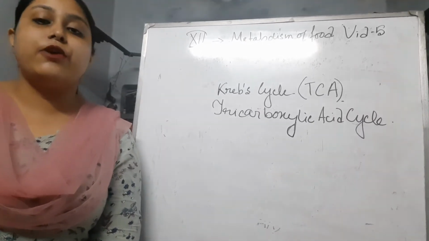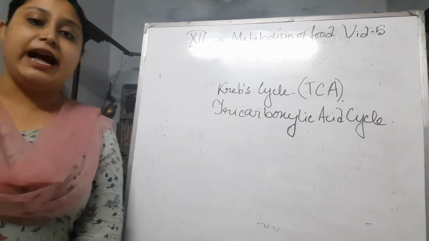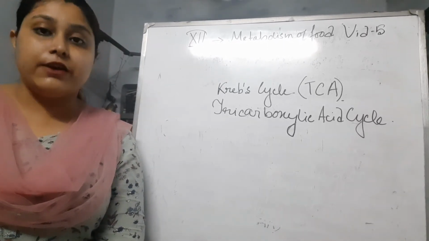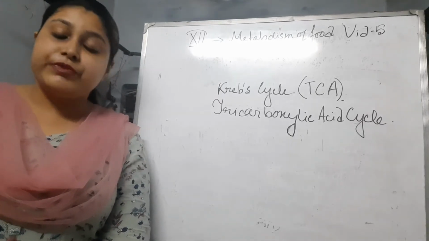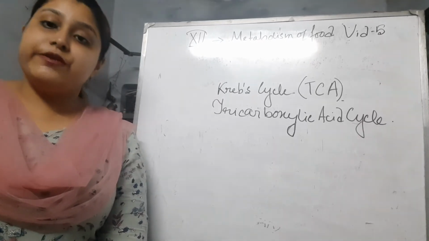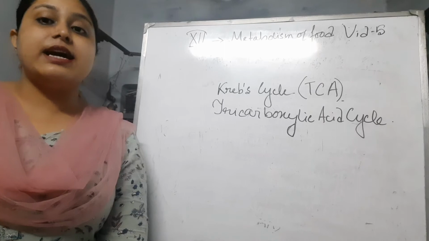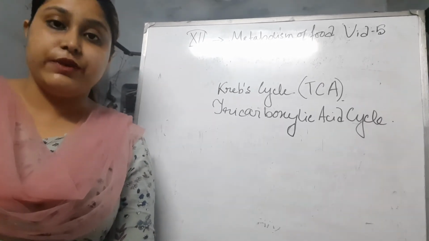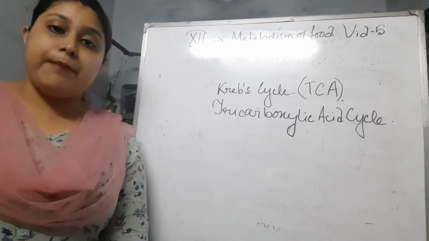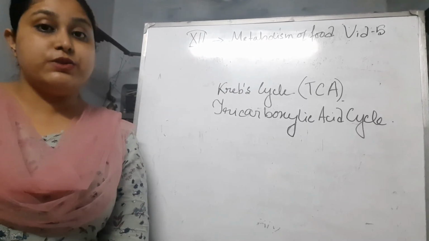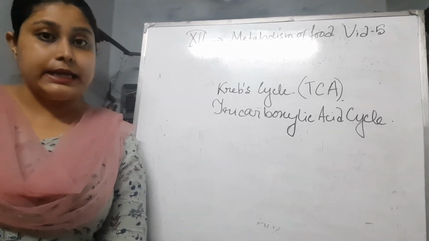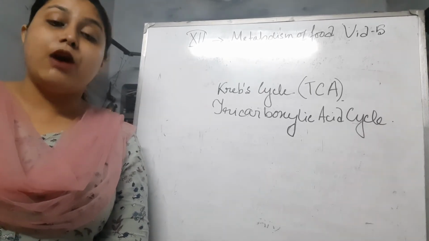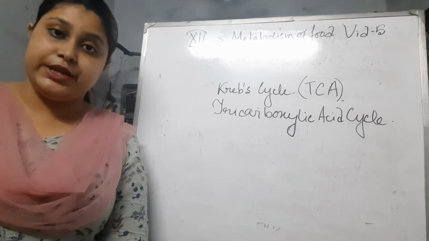This video is for class 12 nutrition, and the chapter that I will continue today is the metabolism of the food. It is the fifth video from this chapter. In the previous video we started with the Krebs cycle and learned about the pathway, what things are happening and what things are produced one after another in this cycle. In this video we will discuss more about the steps that are happening here.